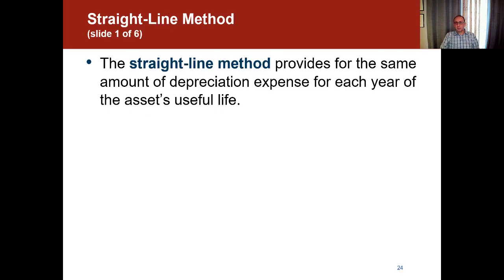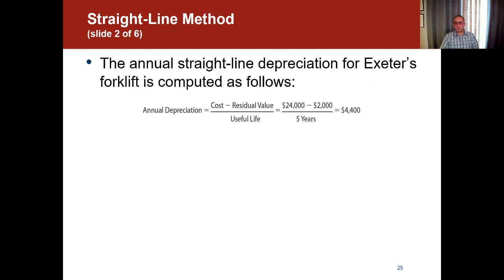So now let's talk about the straight line method. The straight line method provides for the same amount of depreciation expense for each year of the asset's useful life, and that's why it's straight line. So every year the amount of depreciation is going to be the same. Once we calculate it at the very beginning, it's going to be the same all over the life of that fixed asset. So let's see how it's calculated.